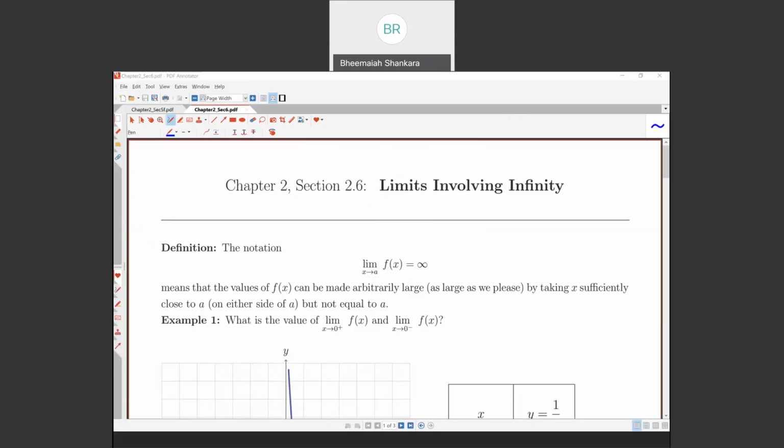In this lecture, we will learn about limits involving infinity. So when it's limits involving infinity, we have limits with x approaching infinity or negative infinity, or the value of the limit of the function turns out to be infinity. So the notation limit as x approaches a of f(x) is infinity: the functional values go to infinity when x is approaching a.